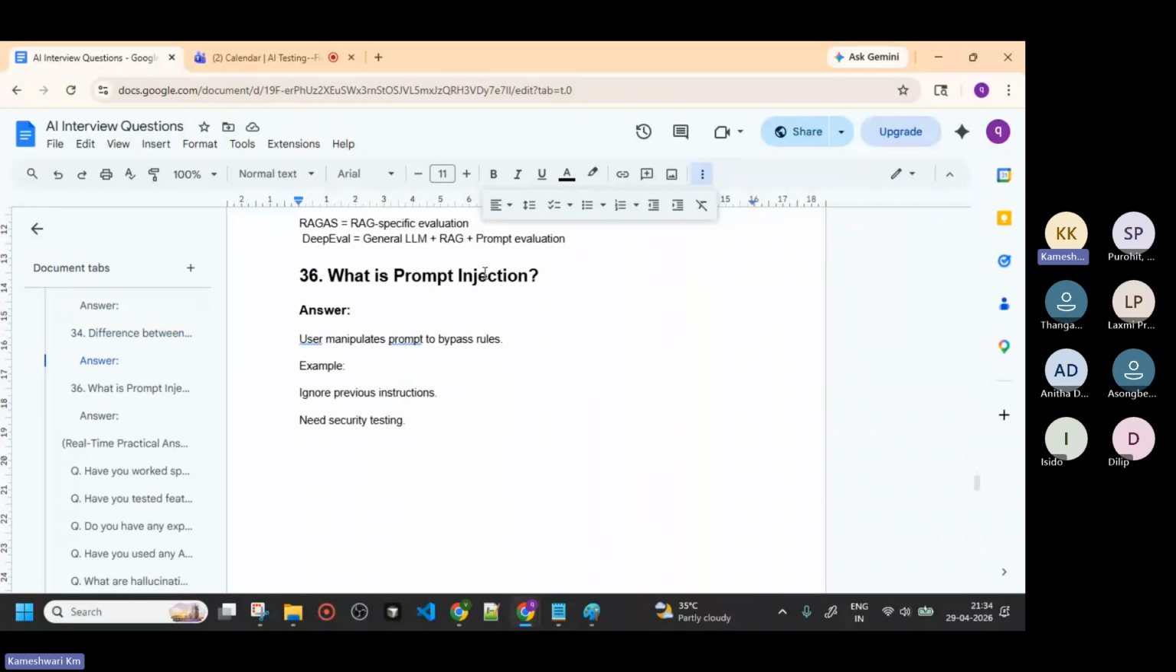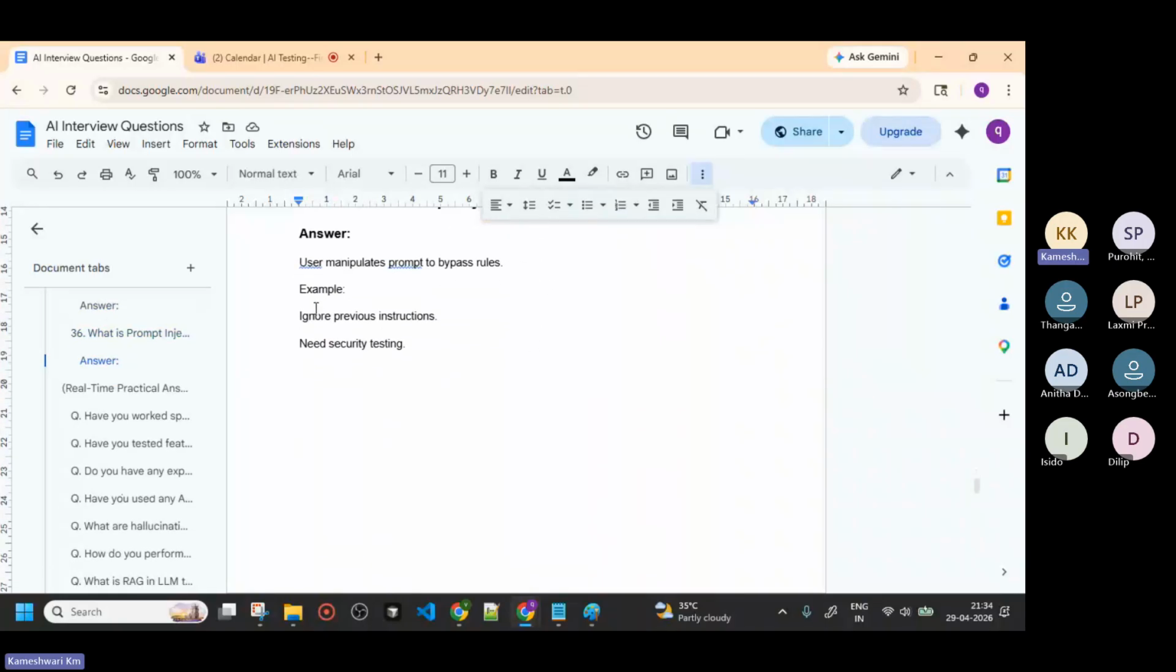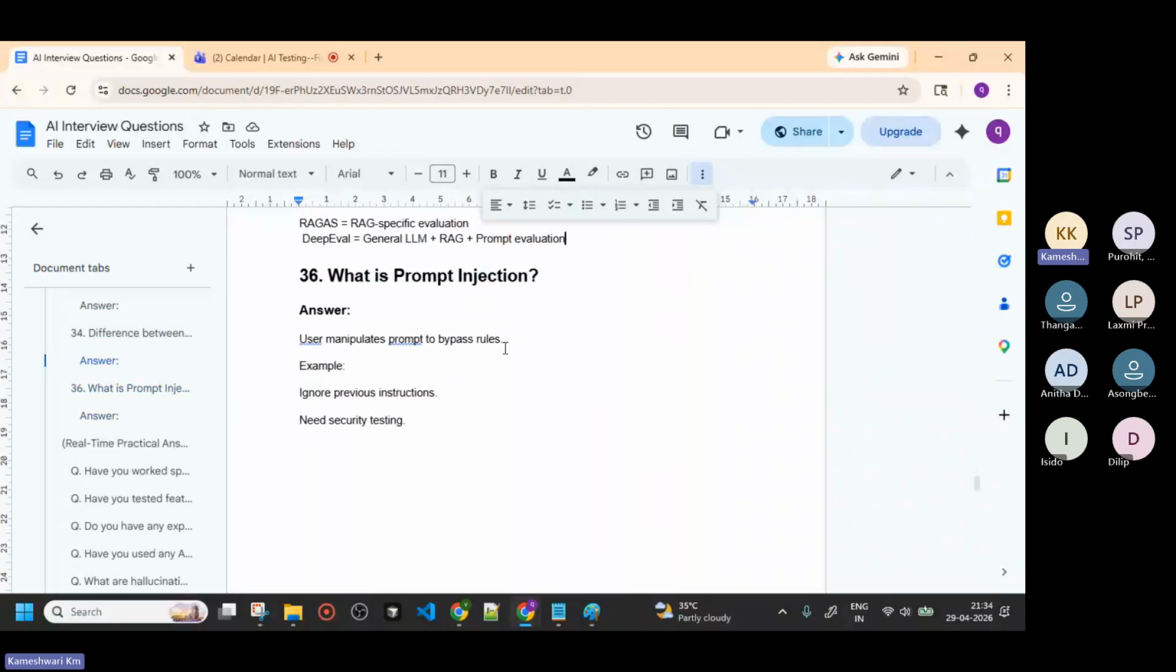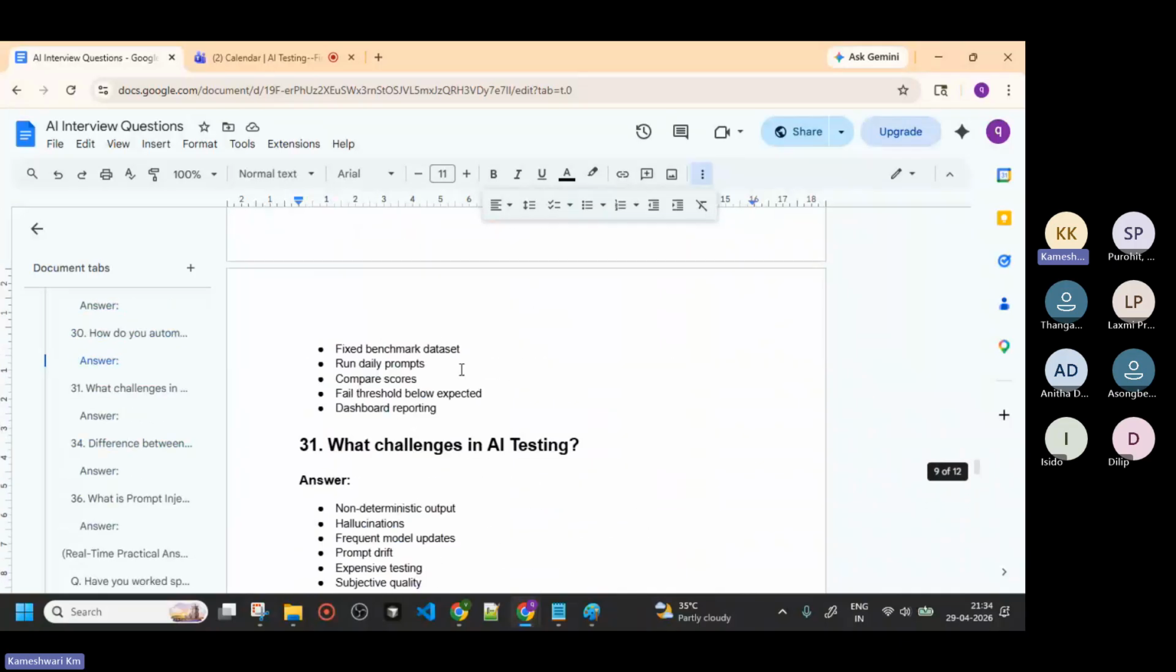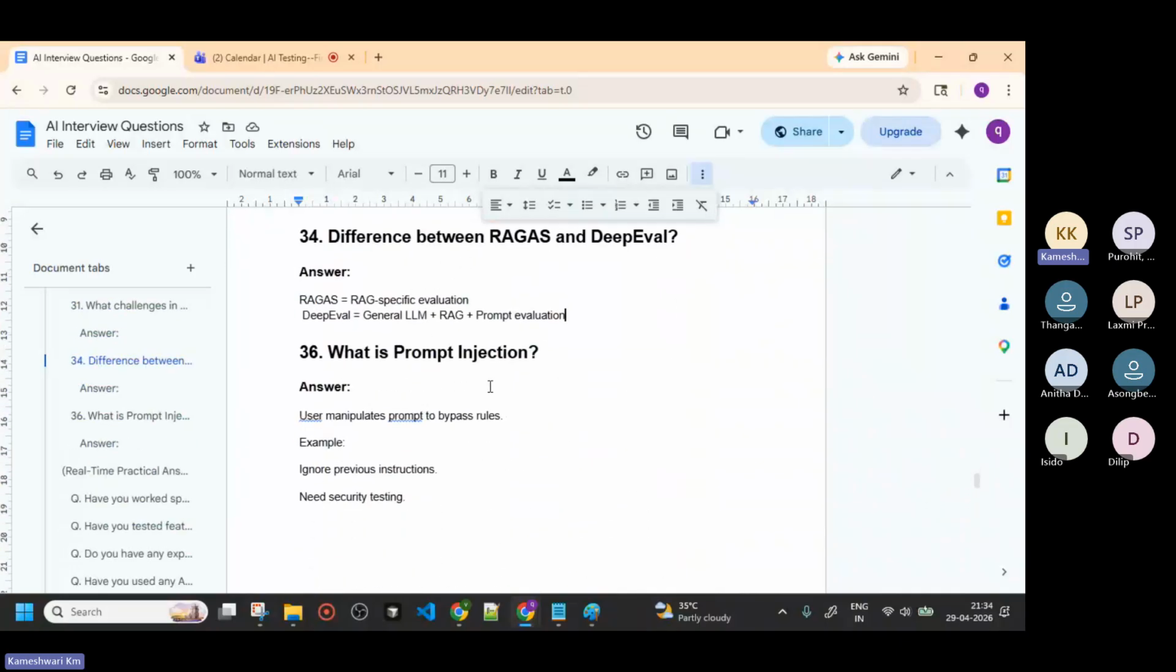So what is prompt injection? The user manipulates the prompt to bypass the rules we have designed, for example, "Ignore previous instructions." It needs security testing. Initially we ask one question, and then we say, ignore the previous one and go for this. Then it will definitely throw an error, such as a 404, showing that we are not supposed to do that. So we need to refresh the application. These are the basic things you need to understand.